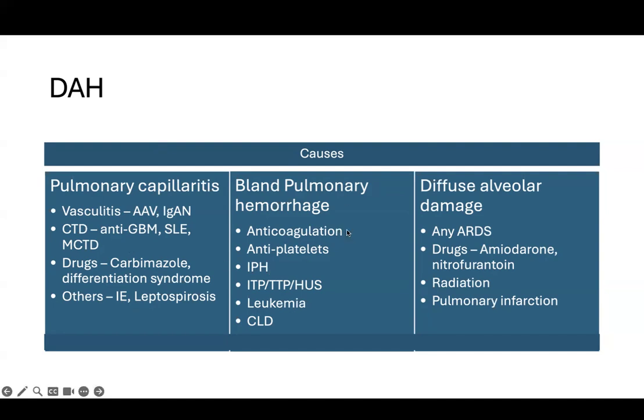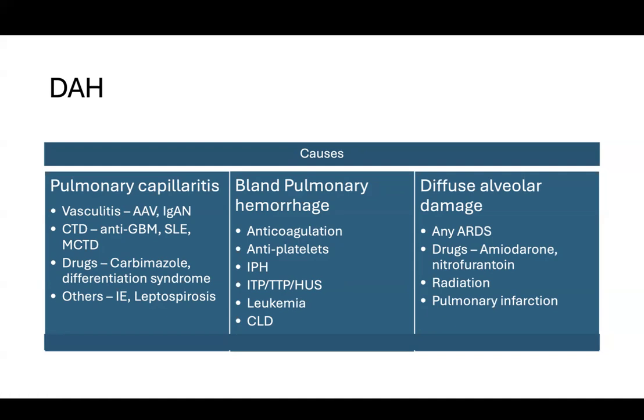So that is where the pulmonary capillaries get inflamed, and that is when you're getting DH. And you have other causes like bland pulmonary hemorrhage. So this is when you have patients with CLD or patients with leukemia, ITP, TTP, HUS who have thrombocytopenia, or patients who are on anticoagulation, antiplatelets. They come to you suddenly with bilateral respiratory failure with bilateral infiltrates. It is very important to bronch these patients and identify whether they're bleeding or not.